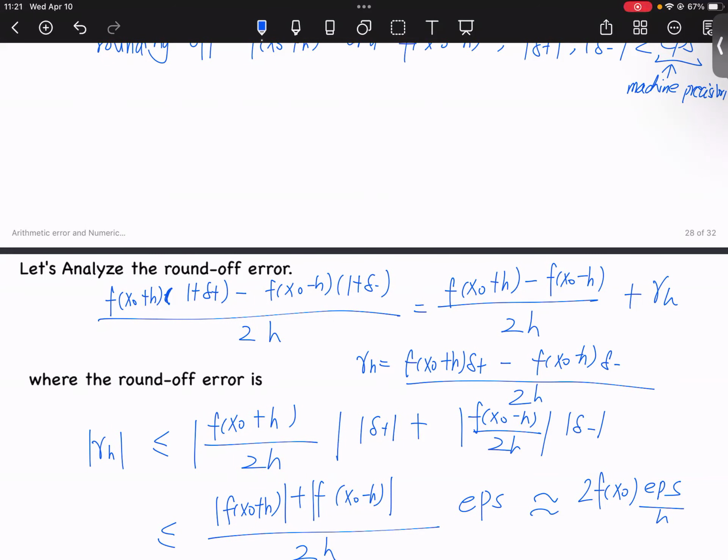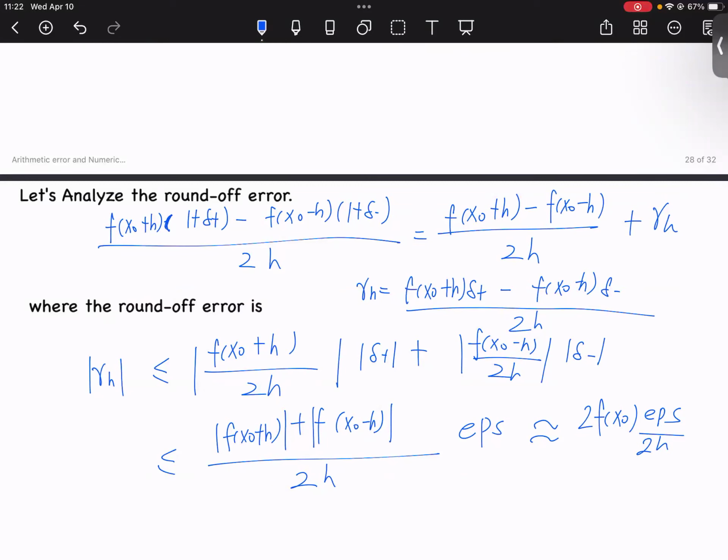Approximating that to f(x0), wouldn't the twos cancel out from the bottom and then the top? Yeah, the denominator of 2h, but then you approximate it as 2f(x). Oh, this one, the 2h. Yeah, I forgot the 2h here. Do you mean this? Yeah, but then they cancel out, right? Yeah, I can cancel it out. And then that is f(x0) epsilon divided by h.